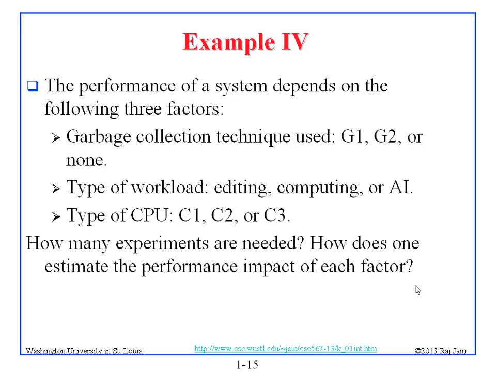All right, so we have three techniques, G1, G2 or no technique. Type of workload could be editing, computing or artificial intelligence. Type of CPU, C1, C2 or C3. So there are 3 factors and 3 possibilities. How many experiments are needed? Well, one answer would be we need 3 times 3 times 3, 27 experiments. All possible combinations. But if I just increase the number 3 to something large, right now it is 3 raised to 3, I could give you 10 factors and 10 possibilities each, that would be 10 raised to 10. And then what?